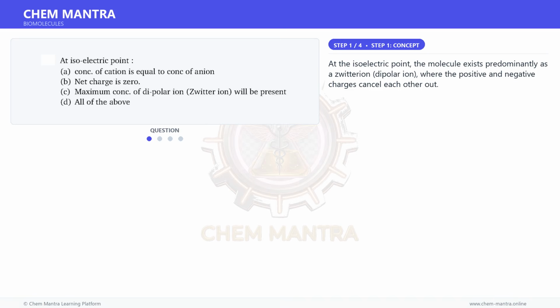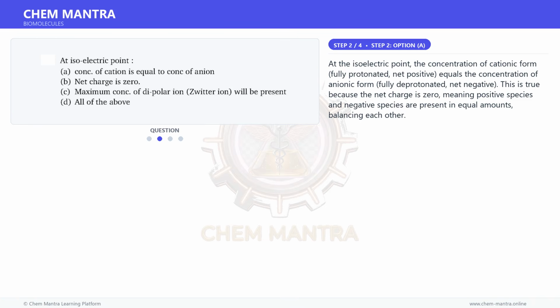At the isoelectric point, the molecule exists predominantly as a zwitterion, a dipolar ion, where the positive and negative charges cancel each other out. Moving on to the next step.